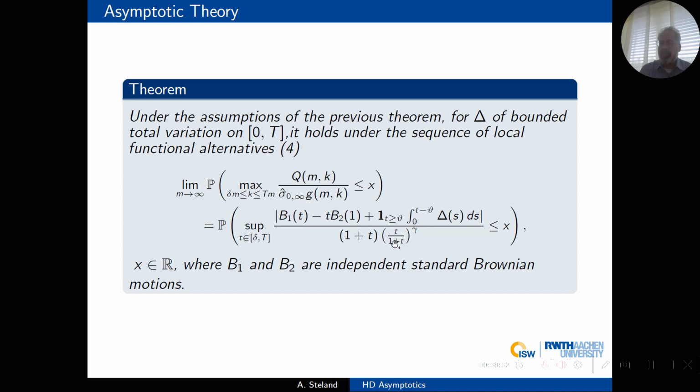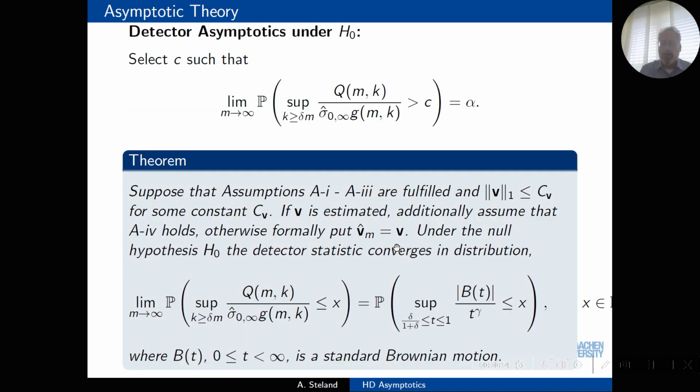This looks different than the formula before, but essentially this is because here we consider a finite sample time horizon, and if capital T is equal to infinity and if delta is 0, then one can show that this expression here is equal in distribution to this expression here.